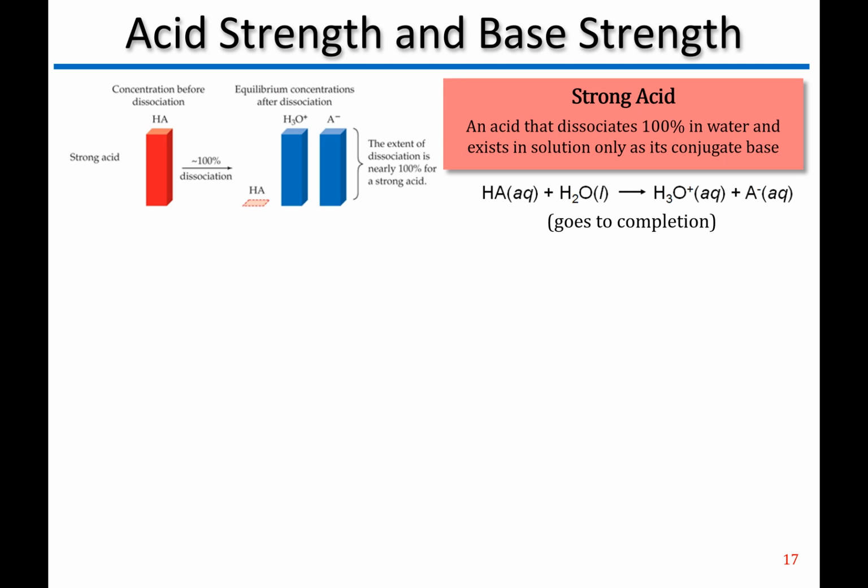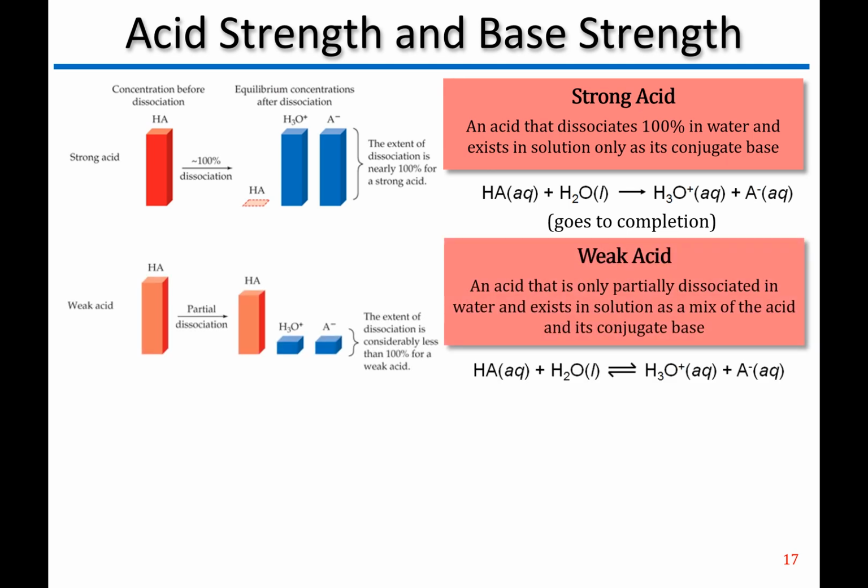Okay, let's look at a couple definitions again. What exactly do we mean by a strong acid? This is an acid that dissociates 100% in water and exists in solution only as its conjugate base. So if we have HA plus H2O, it goes completely to completion. This is not an equilibrium arrow, it's just a completion arrow, to give us H3O plus and A minus. The red bar represents our acid. If we put it into water, we completely lose HA and we end up with only H3O plus and A minus. This represents 100% dissociation.